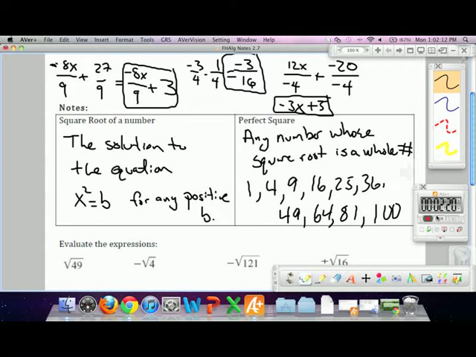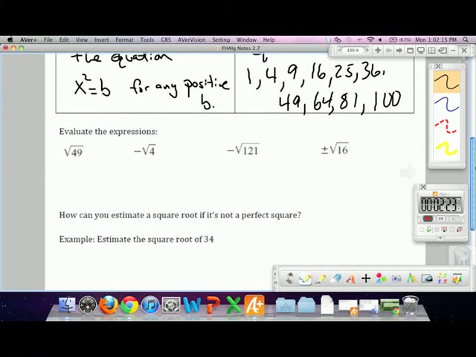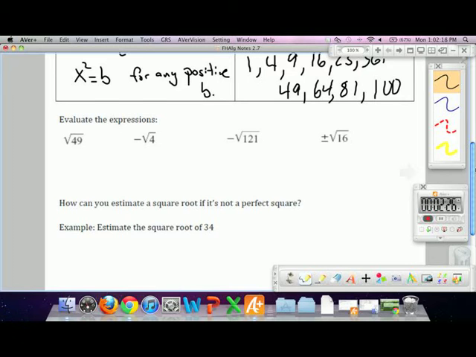Like say root 49. What's the square root of 49? 7. Hey, we're on a roll. How about minus the square root of 4? Minus the square root of 4 is negative 2. Minus the square root of 121? Plus or minus the square root of 16? Plus or minus 4. Keep in mind this symbol, plus or minus, stands for 4 or negative 4. Okay? This stuff's pretty quick. If you know the perfect squares, then working backwards is pretty easy.